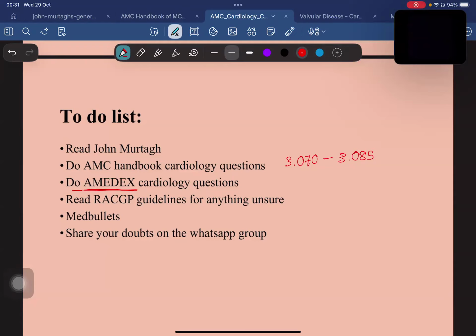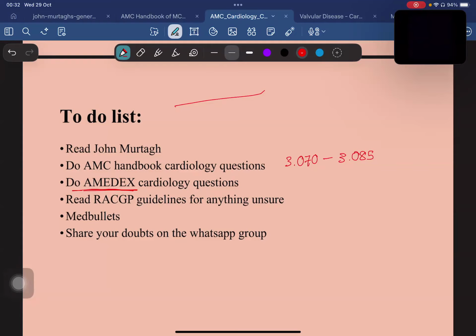But if you want to go ahead, get it, because it'll be helpful after finishing a specialty for a week. You could just do Amadex. So if you have access, try and do the Amadex cardiology questions. And then, like I said, read RSAGP guidelines for anything that's unsure, maybe the handbook, maybe Amadex or anything.